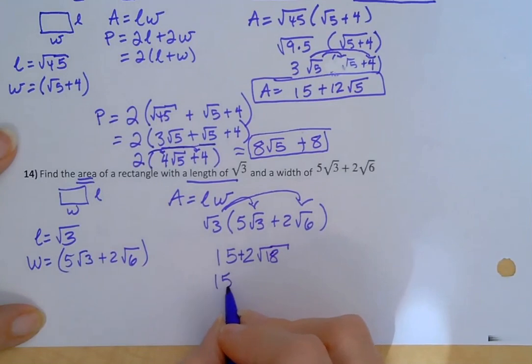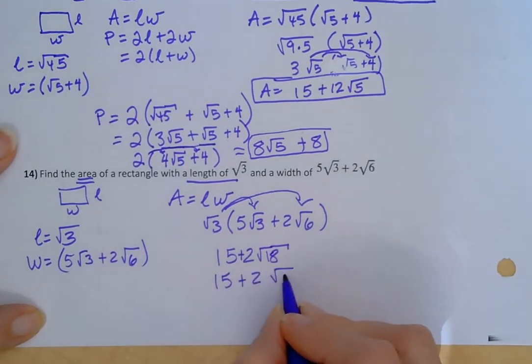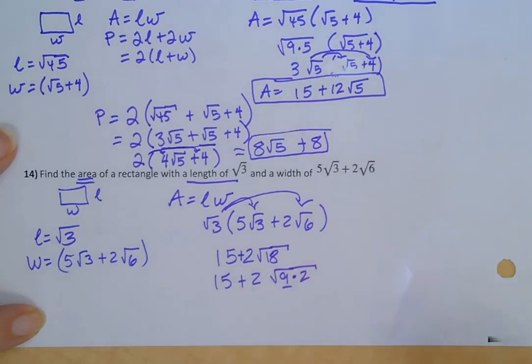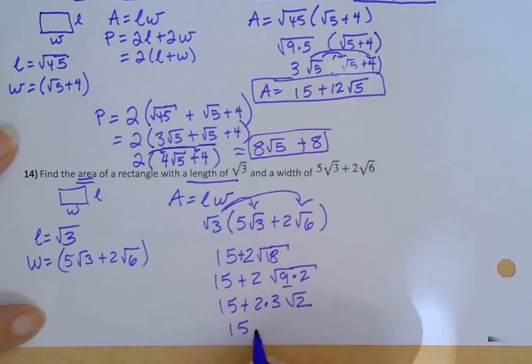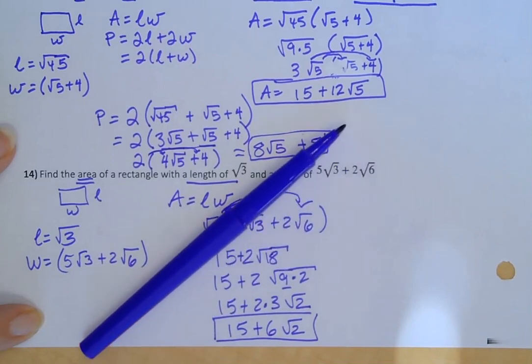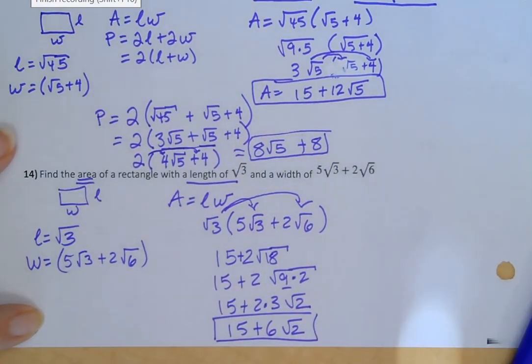So this is 15 plus 2 times the square root of 9 times 2 in there. Perfect square gets to be pulled out. 15 plus 2 times 3 times the square root of 2. And so that is 15 plus 6 roots of 2. That is my area. Whoa, excuse me, pen. Okay, great, thanks for watching.